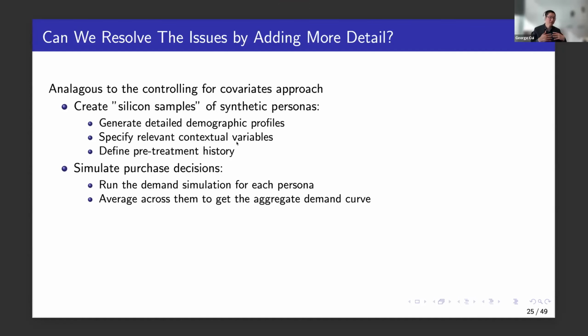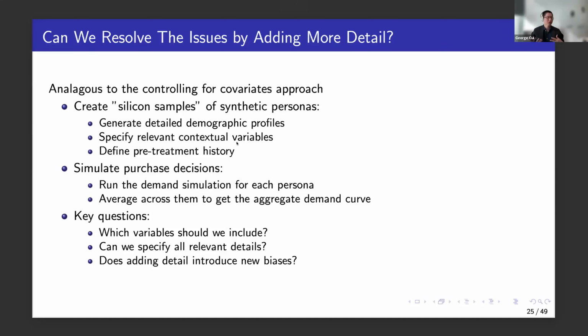And then after simulating the distribution of personas, for each persona, we can run the demand simulation and average across them to get the aggregate demand curve. So this is another approach that we have explored. But the key question for this approach is which variables should we include, just like in an observational study? Can we specify all relevant details to satisfy the standard conditional independence assumption? And does adding detail introduce new biases? So these are some of the questions.